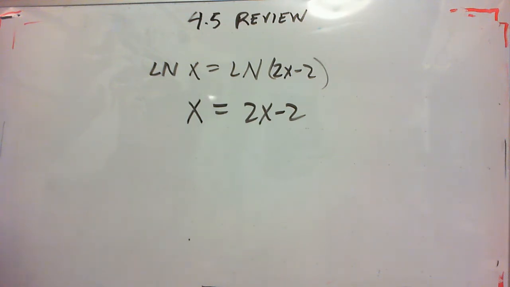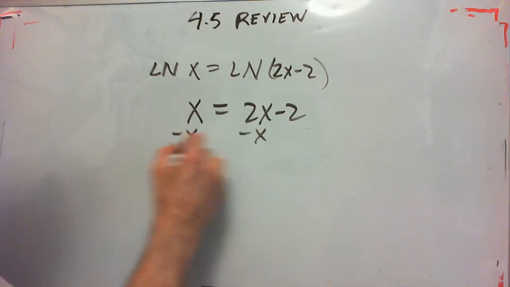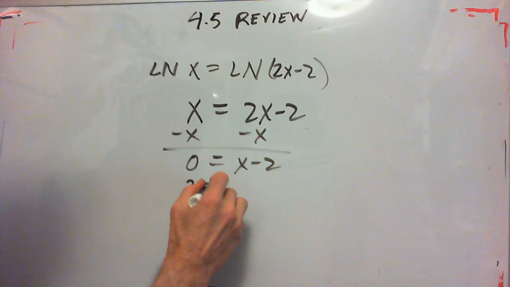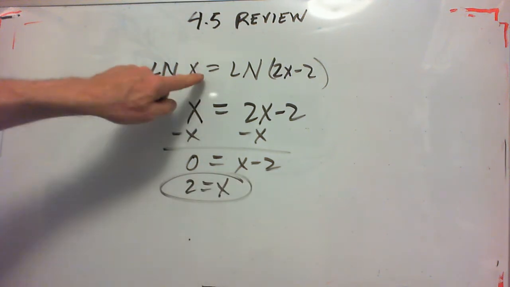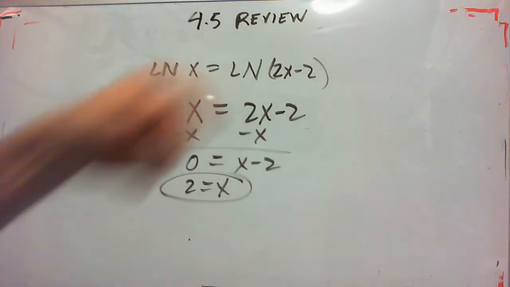And now we just solve that. Subtract an x, 0 equals x minus 2, add 2 to both sides, x equals 2. Check it out, does it work? Does ln of 2 equal ln of 4 minus 2? And the answer is yes.